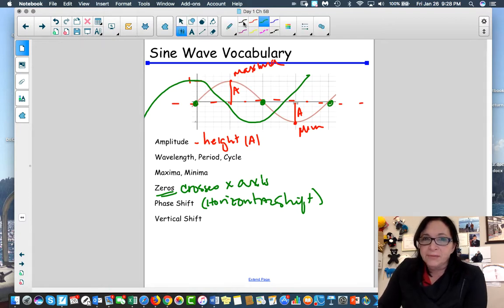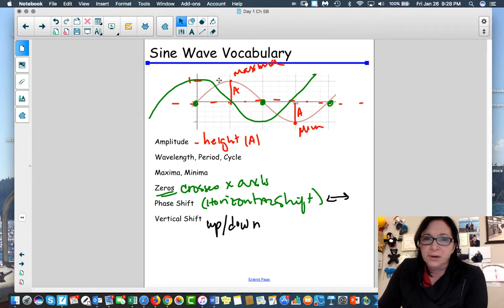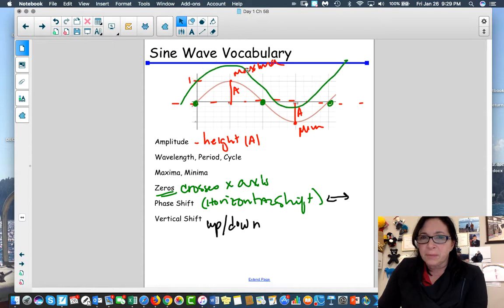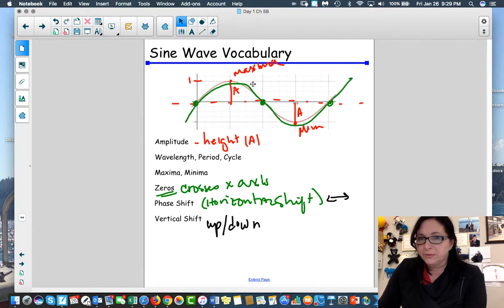We also have something called a vertical shift, which goes up or down. Okay. And a vertical shift will go up and down, and a horizontal shift will go left and right. So getting back to this right here, if I started back off with my sine graph, sine wave, vertical shifts will either go up or they'll go down. Phase shifts or horizontal shifts go left or right.